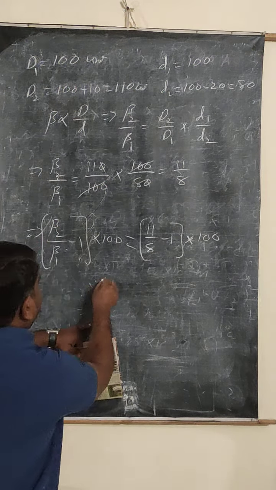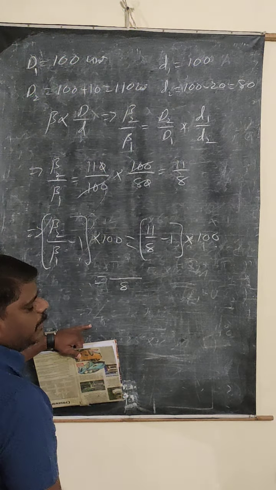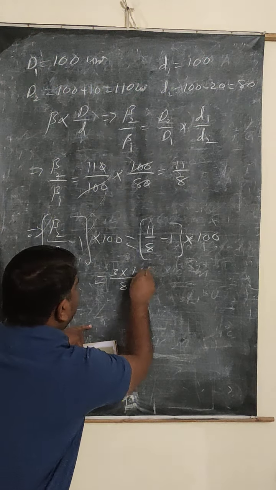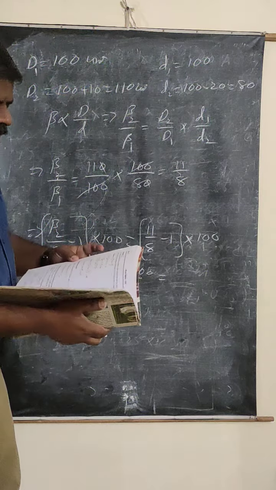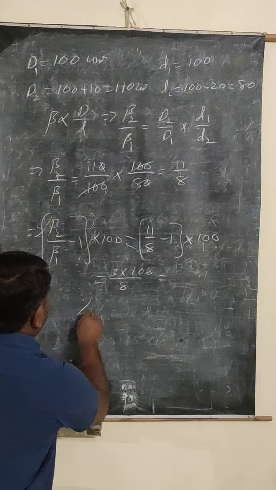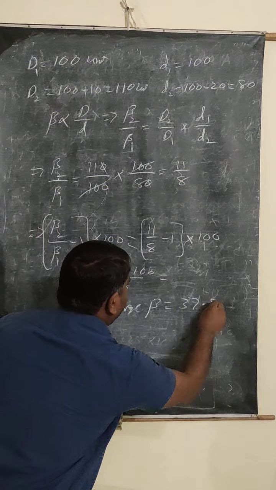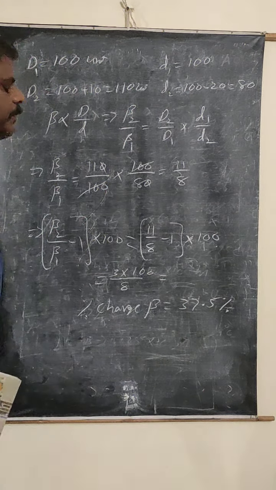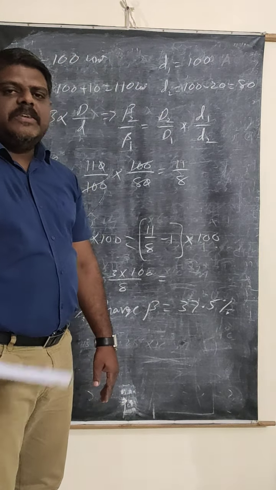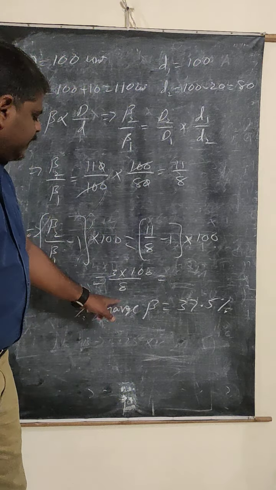Now simplify this equation. Take 8 as the LCM. So 11 minus 8 gives 3, into 100, so it is 300 by 8. If you simplify this, you get the percentage change in beta equal to 37.5 percent. Is it increasing or decreasing? It is increasing. Why? Because the fractional change is a positive value: 11 minus 8 gives plus 3.